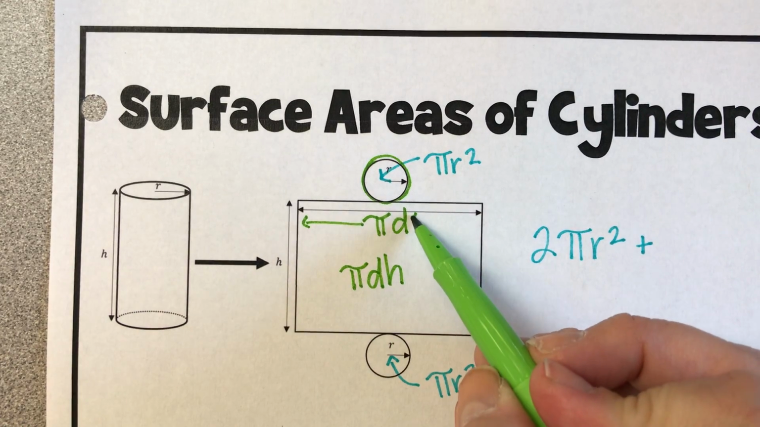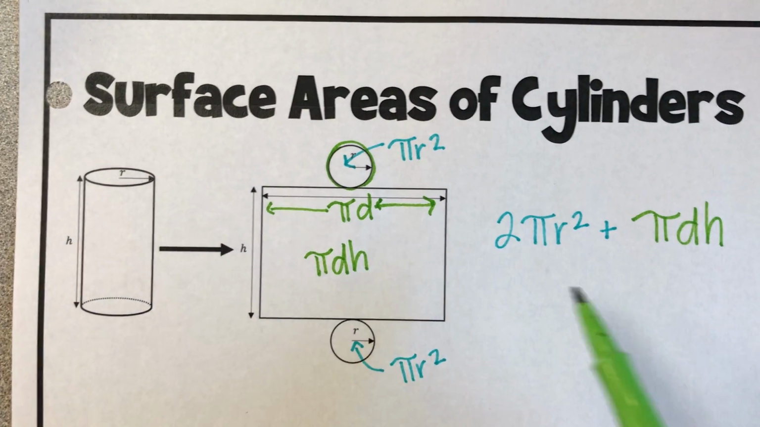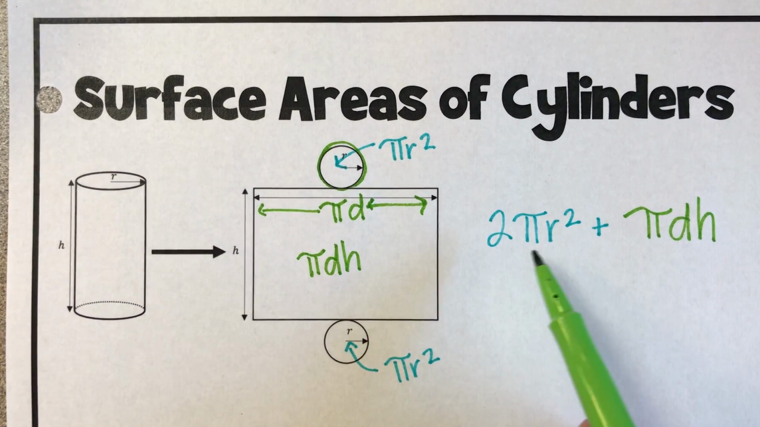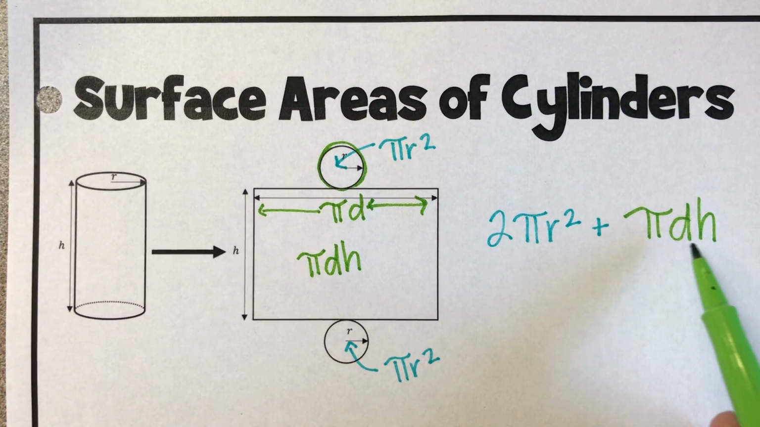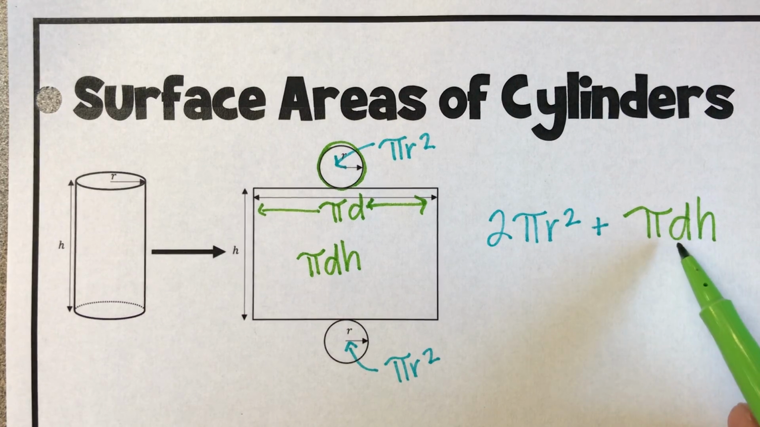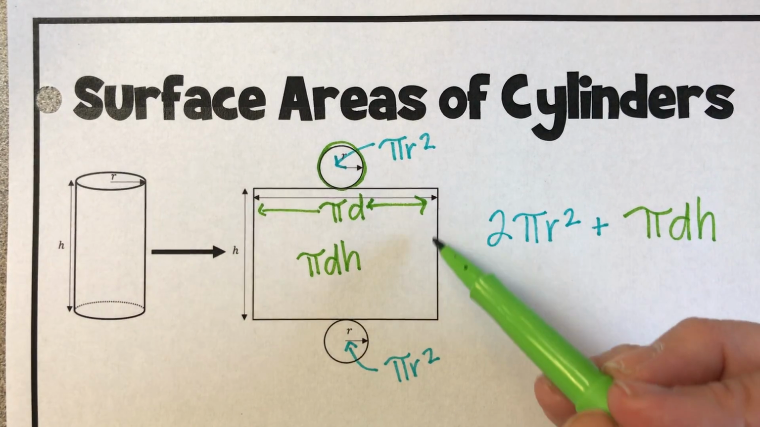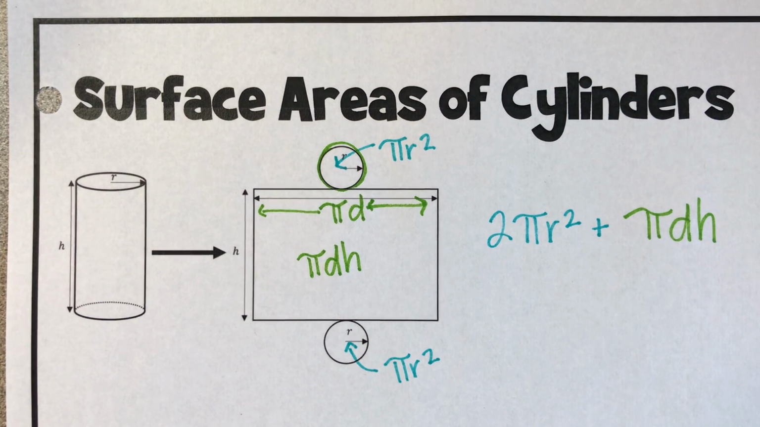So, pi d h. The formula for surface area of a cylinder is 2 pi r squared plus pi times diameter times height, because pi times diameter is the circumference, so the width of my rectangle, and then height is how tall that rectangular section would be.